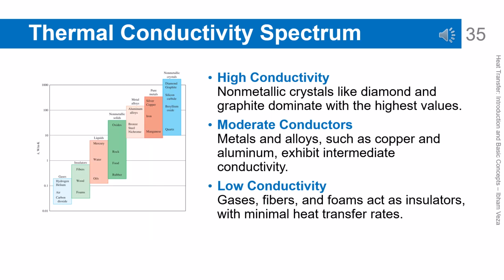Thermal conductivity spectrum. Among all materials, non-metallic crystals such as diamond and graphite occupy the highest positions in thermal conductivity. Metals and their alloys lie in the middle range as good heat conductors. Gases, fibers, and foams are at the lowest level and act as insulators. This spectrum shows that the microstructure of materials strongly influences their heat conduction ability. This classification helps engineers select materials according to their thermal function.